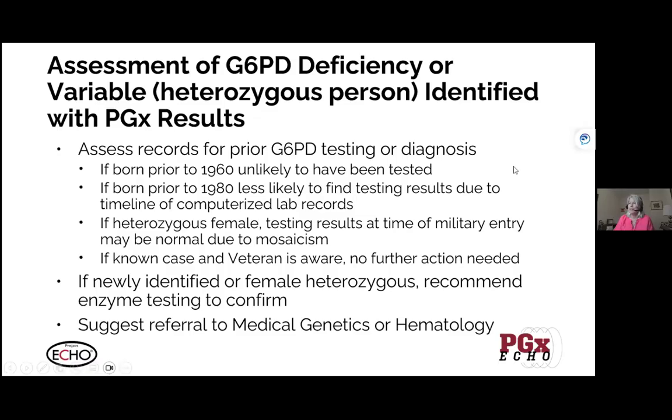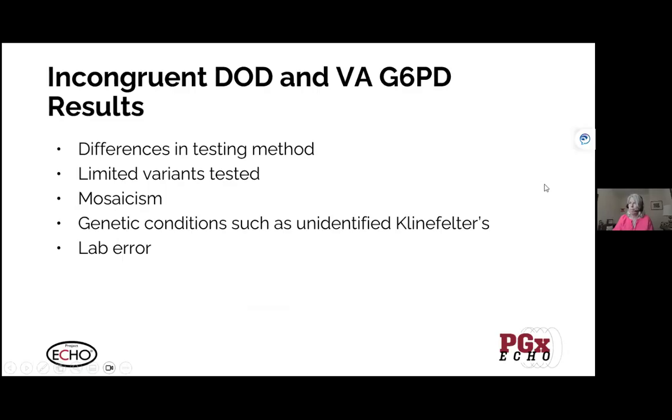If it's a heterozygous female, the testing results at the time when they were in the military may not necessarily be inaccurate, but they will reflect the patient's state at the time of that enzyme testing, and so it would be recommended to retest them now. And in all of our newly identified patients, they do recommend retesting with enzyme testing to confirm the finding. And then there's a suggestion for referral to medical genetics or hematology for genetic counseling.